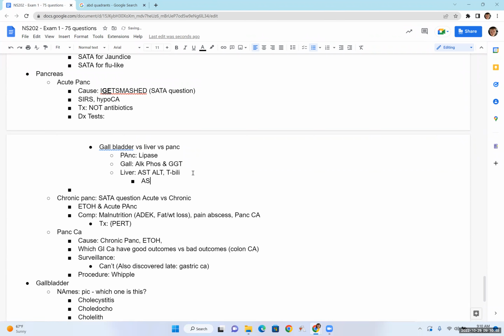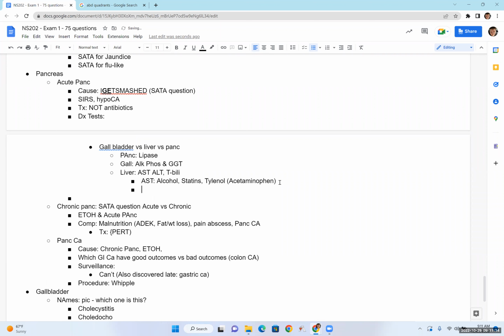AST is A for what? Acetaminophen, right? Is it alcohol? I want to think of Tylenol. There you go. Sorry, Tylenol. And what's the S? And we got statins, right? That's what's causing your AST to rise. What's causing ALT to rise? Viral infection. Right? ALT is viral.